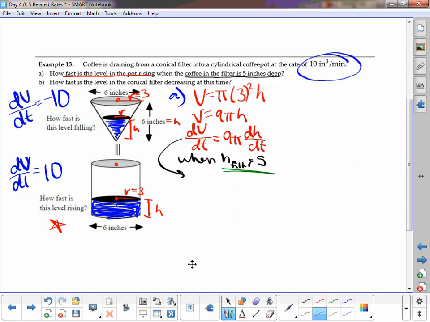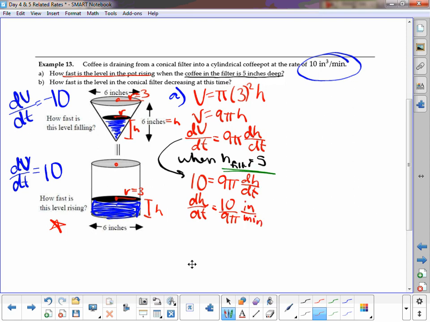So let's fill in what we have. dV/dt for my coffee pot is a positive 10. 9 pi, and dh/dt is what we're trying to solve. So dh/dt is 10 over 9 pi. So we have the level in the pot is rising at a rate of 10 over 9 pi, and our units are inches per minute.